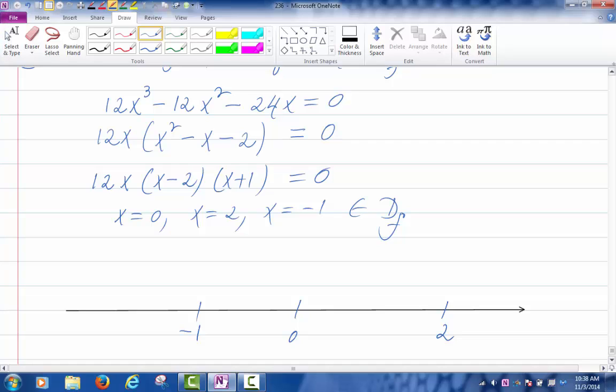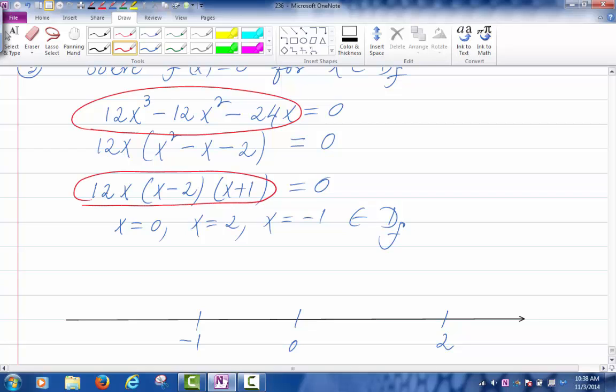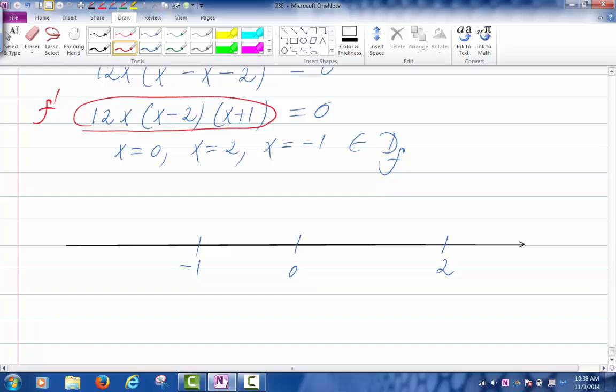I didn't divide out or do anything with the derivative, right? So the derivative function, remember, was this derivative function, and I factored it out. And I got this. So this is my f prime, right? So can someone tell me what's the sign of the derivative when x is less than -1. For example, plug in -2 there and see what's the sign.